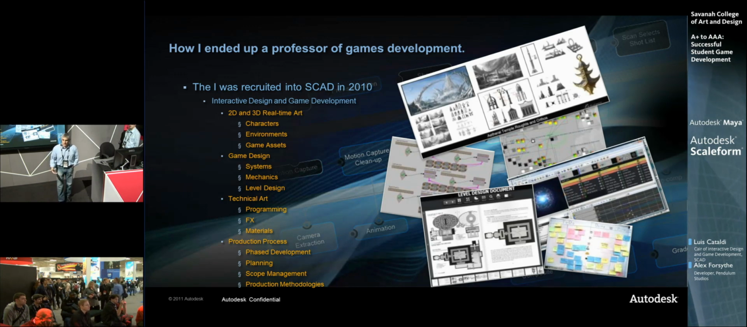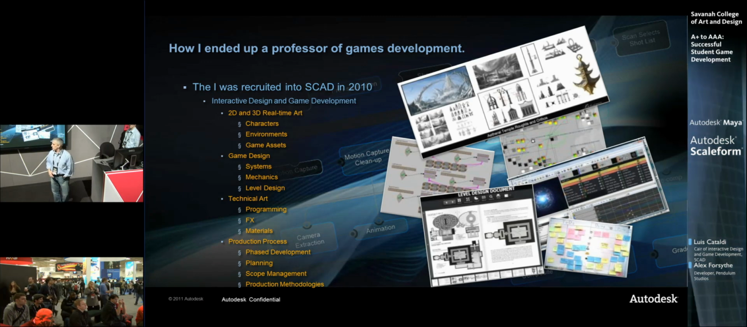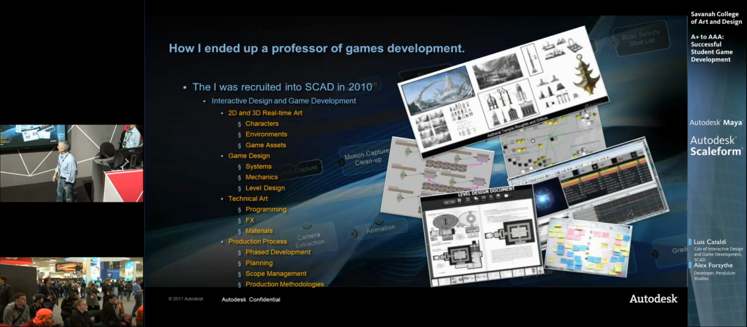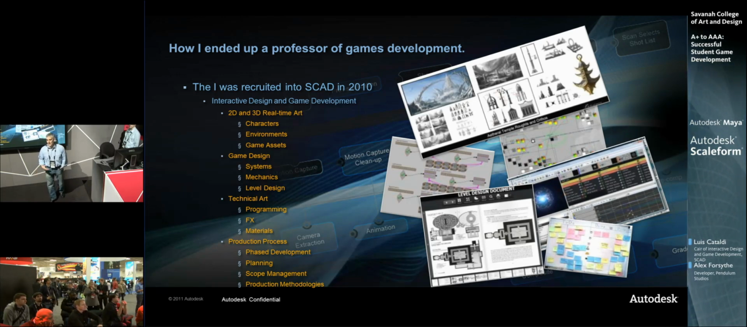And some students choose to focus on how games are actually developed and how they can help influence the production and development. And that includes phase development, planning, scope management, and production methodologies, all of which are such a critical part to actually being able to accomplish a playable game of any kind.